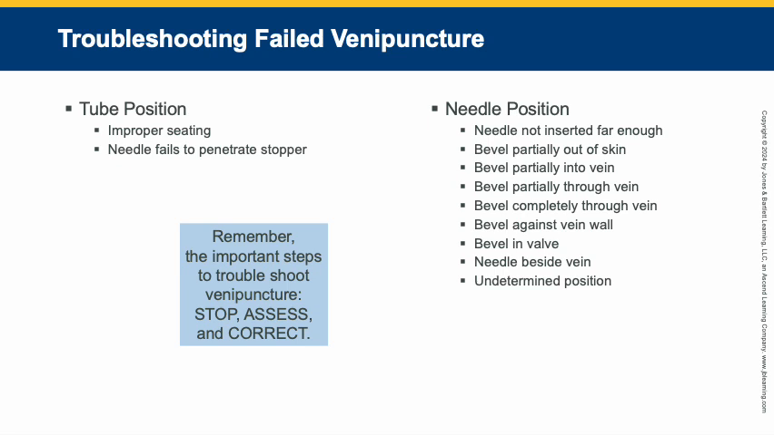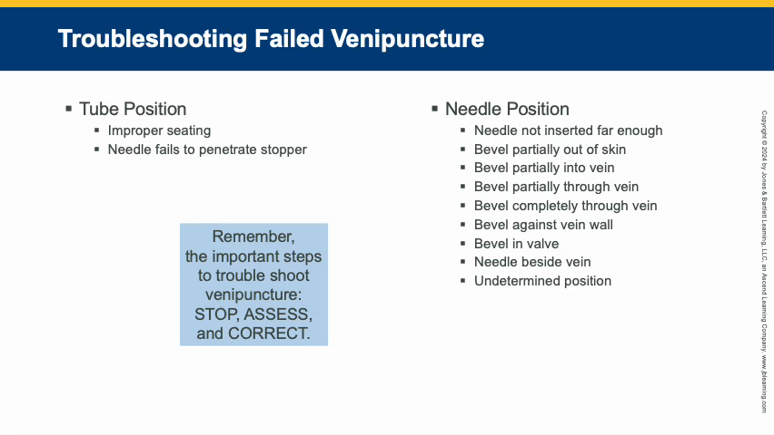The needle bevel partially through the vein, not into the vein. If the needle is inserted too deeply, too quickly, or at an angle that is too steep, part of the bevel may go through the lower wall of the vein. If the bevel is completely through the vein, if it's gone too deep, the bevel may penetrate all the way through the vein. In that case, you may get a small spurt of blood into the tube as the bevel goes through the vein, or there may be no blood flow at all.